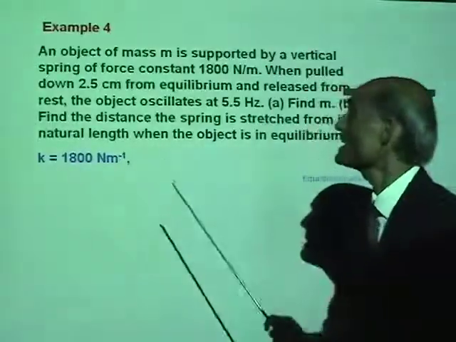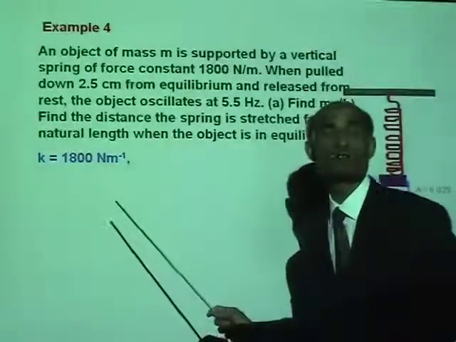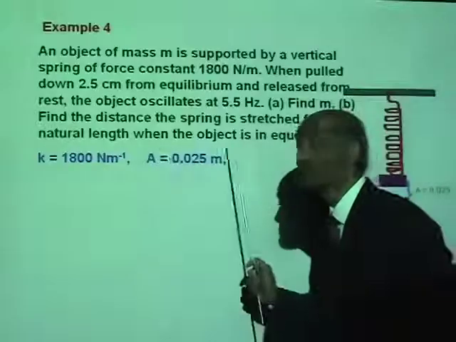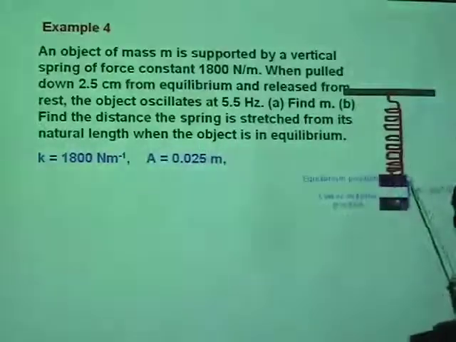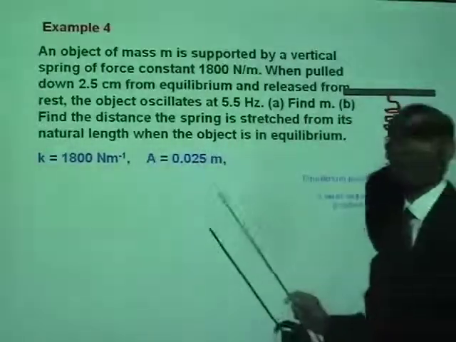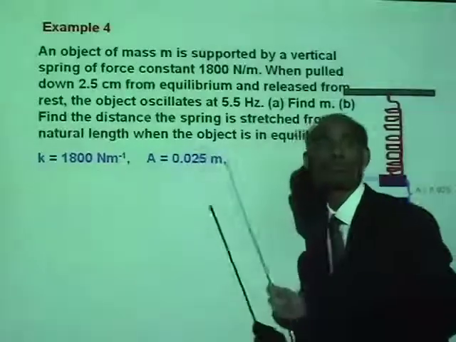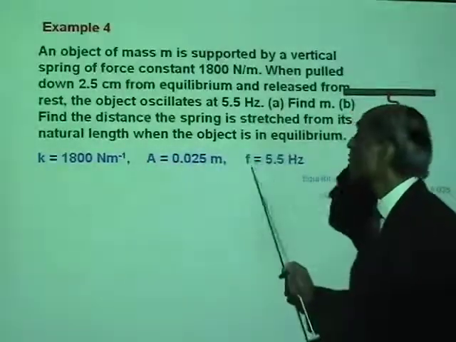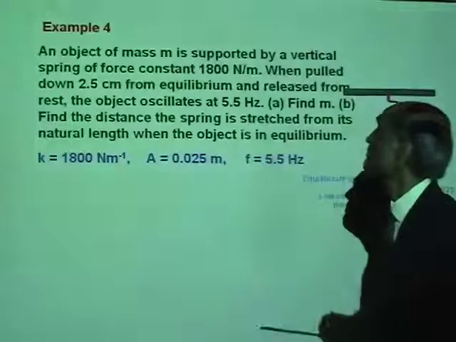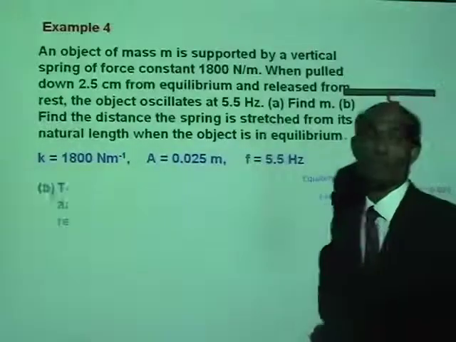So we got k equal to 1800 Newton per meter. Amplitude is 0.025 meter. Always pick the data for doing the problem. The frequency is 5.5 Hertz.